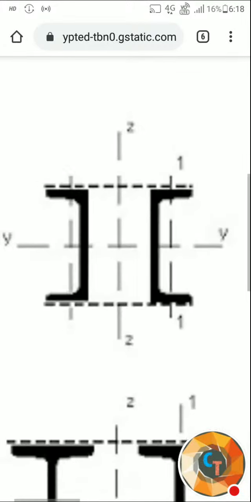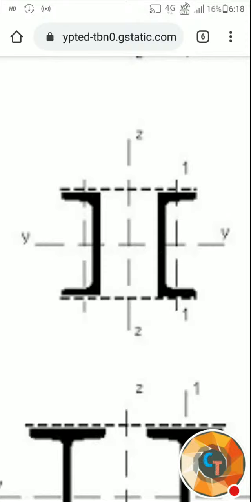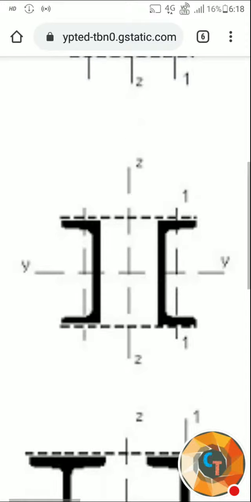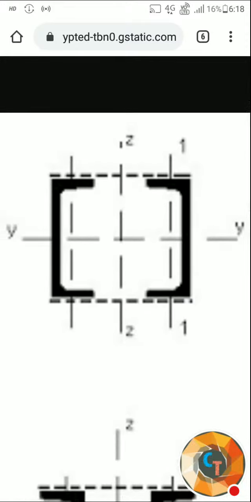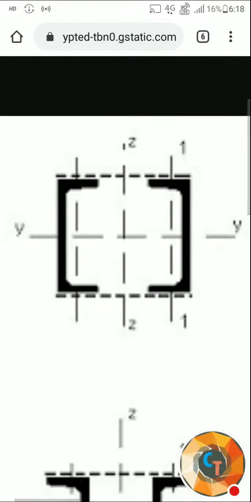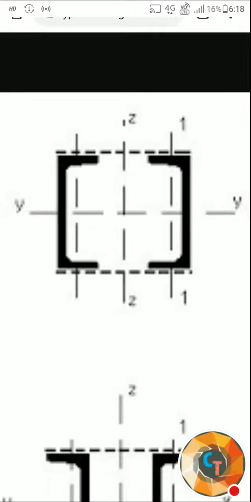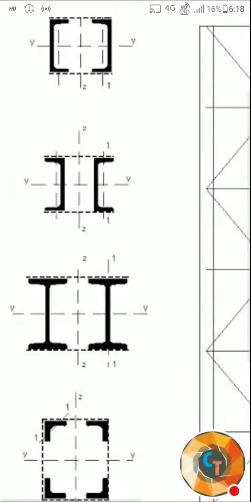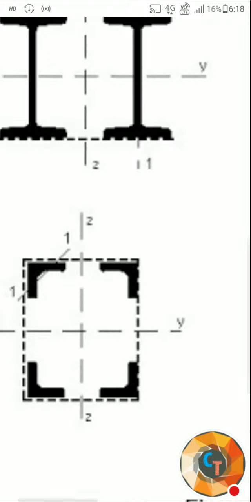Here the channel section is used. There are two small dotted lines parallel to y axis on the surface of the channel. Those are two lacing systems or batten systems. Whereas here also, when the channels are placed face to face, again two dotted lines are parallel to y axis on either side. So these are the two lacing systems. In all the first three figures we have two lacing systems. At the last we have four lacing systems.